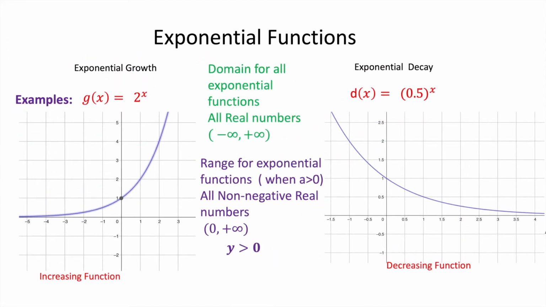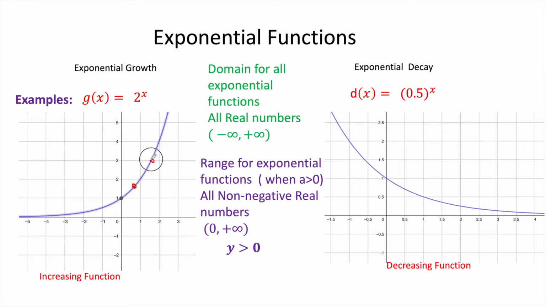Okay, so I'm going to show you the graphs for both functions. For the growth, you get an increasing function. That's why it's called growth, because there is an increase. And for the decay, we have a decreasing graph, and that's why it's called exponential decay.